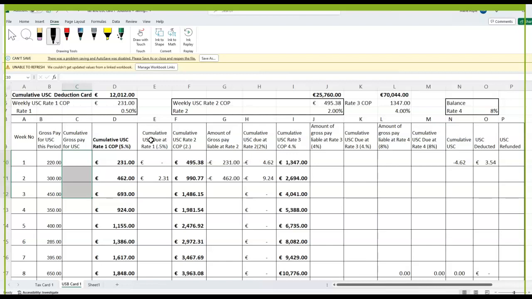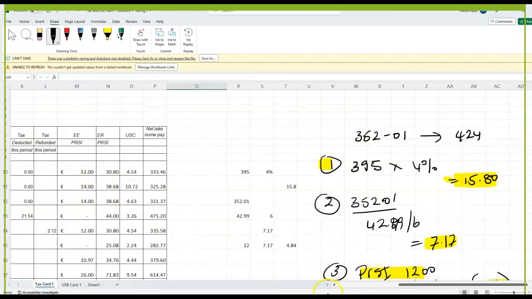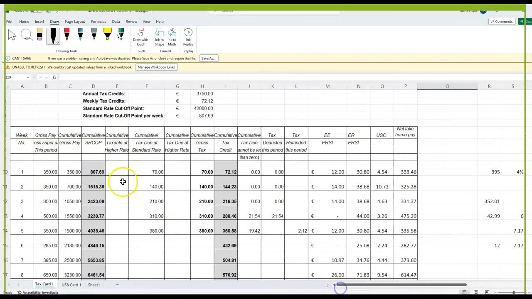Everything is under cumulative. Your tax is cumulative. You can give a refund of tax if necessary. You're getting a portion of your standard cutoff points, and your tax credits and cutoff points over a whole year. So it means if your income is high one week, you pay more tax. If it is low the next week, you will get a refund of tax, as we have here, or you may not pay any tax. It will depend.